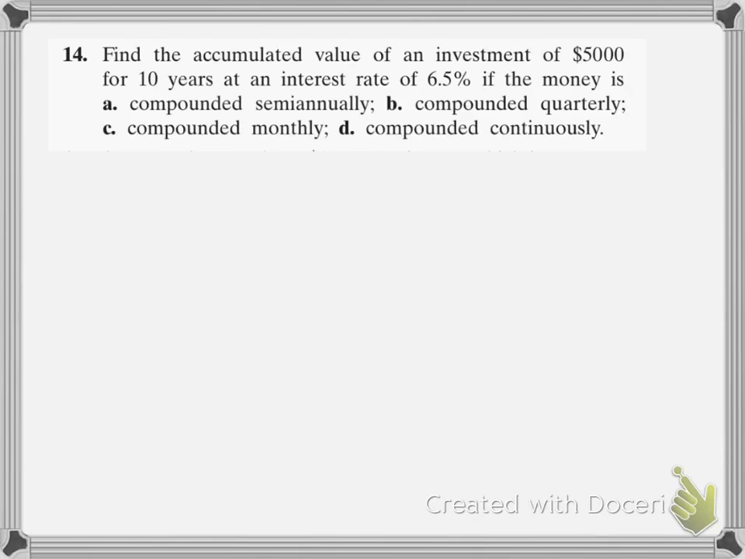Okay, so find the accumulated value of an investment of $5,000 for 10 years, interest rate is 6.5%, compounded semi-annually, quarterly, monthly, and continuously. Okay, so our general two formulas, which I'll do in blue, will be P times (1 plus R over N) to the NT. And our continuous compounding one will be P E to the RT, the PERT equation, we call it, PERT. So these are our two equations we're going to use.